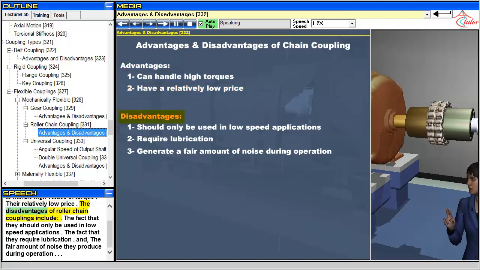The disadvantages of roller chain couplings include the fact that they should only be used in low-speed applications, the fact that they require lubrication, and the fair amount of noise they produce during operation.